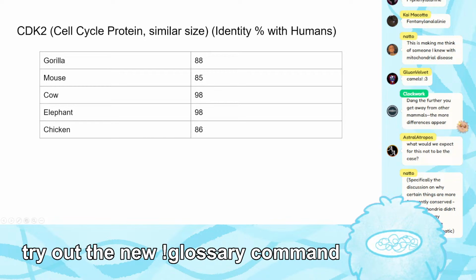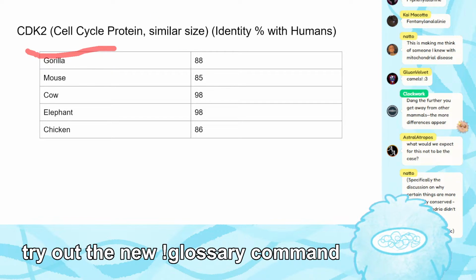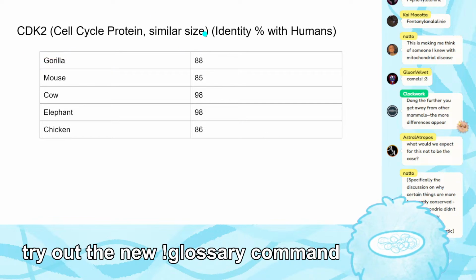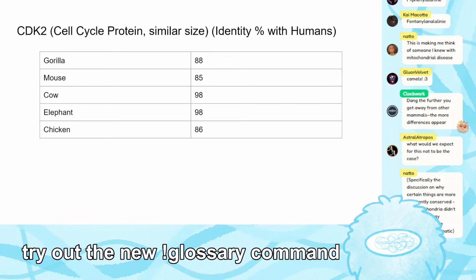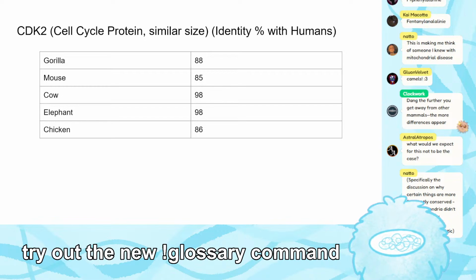So the gorilla CDK2 is actually only 88% identity with humans, and this is a very, very essential protein, right? This is something that is a part of this shared toolbox that all life has. Mice are similarly in that area. Cows and elephants are actually much closer to us in terms of their cell cycle proteins, and then chicken is down to 86. You should expect CDK2 to have high levels of conservation, but even here you see that there's some room for the evolutionary toolbox to play around with.